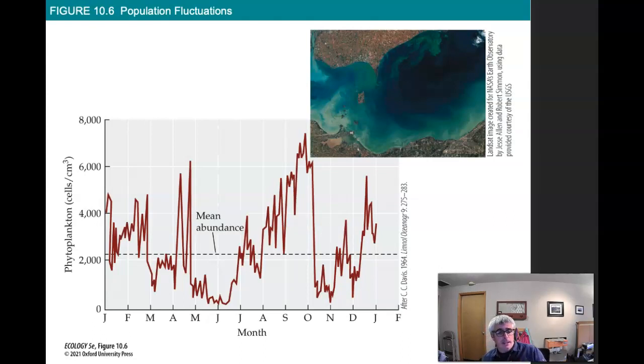This is a variation in phytoplankton abundance in Lake Erie, showing fluctuations above and below the overall mean of 2,250 cells per cubic centimeter, or cells per milliliter. And so what we'll have is blooms and then sort of die-offs and then more blooms. These are months, so January through December.